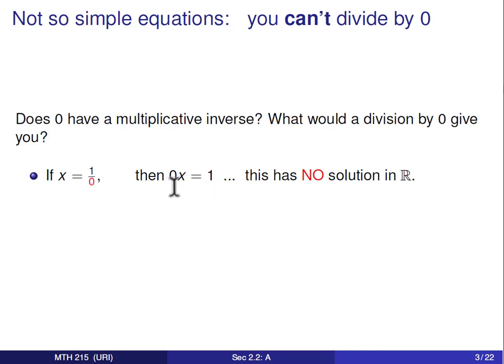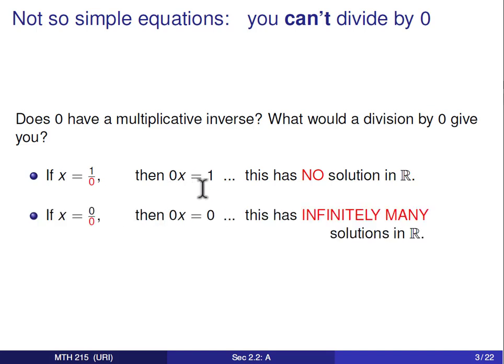However, 0x equals 1 doesn't have a solution. There's no real number that x could be that could make this work, because 0 times any real number is equal to 0. The right-hand side is equal to 1, and 0 and 1 are never the same. So this equation has no solution for x. There is no real number that is the reciprocal of 0.